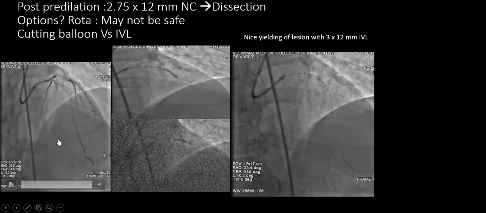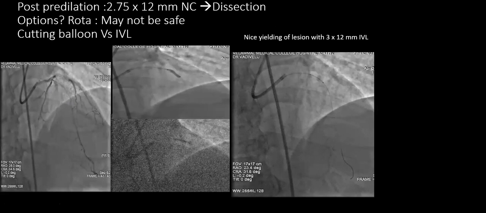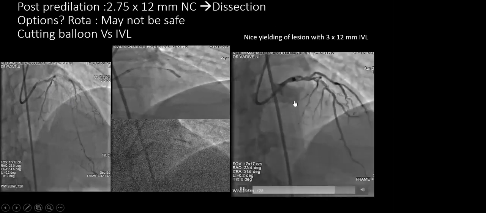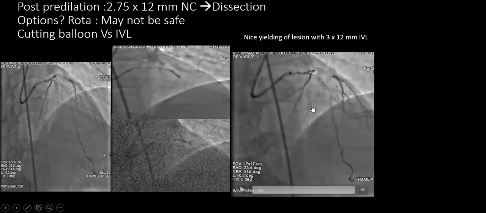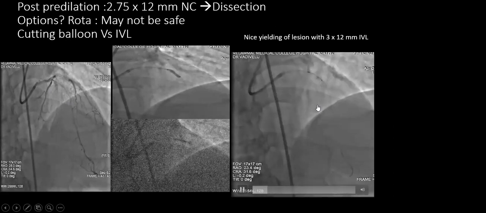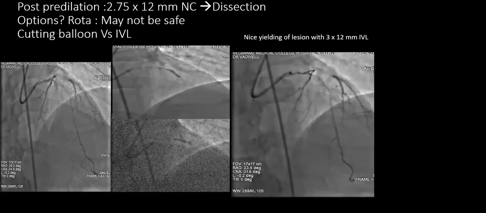Honestly speaking, I don't have the guts to do rotablation in such an angulated lesion with dissection. So it was decided to use IVL in this patient. Intravascular lithoplasty really helped. You can see here, it has opened up that angulated calcific lesion. A 3 x 12 mm IVL was used, and almost all 10 pulses were given in the region of this calcific from mid LAD to proximal LAD.